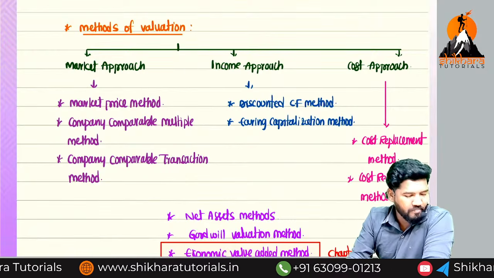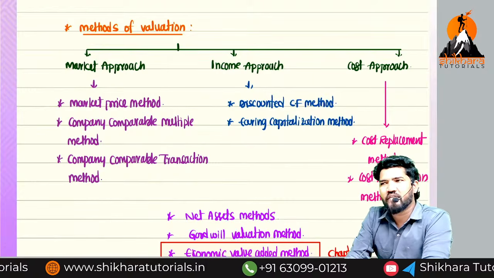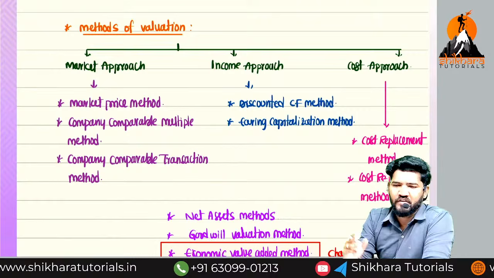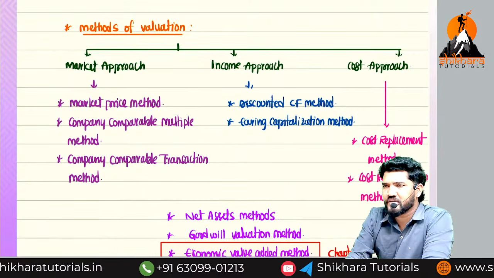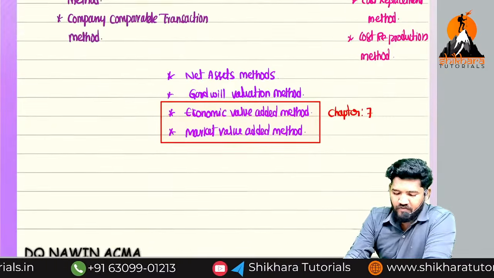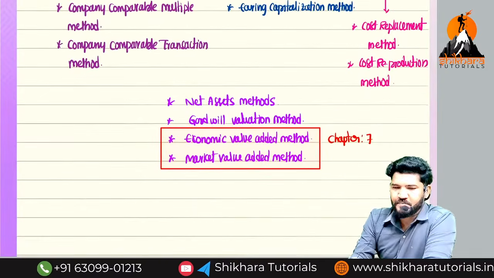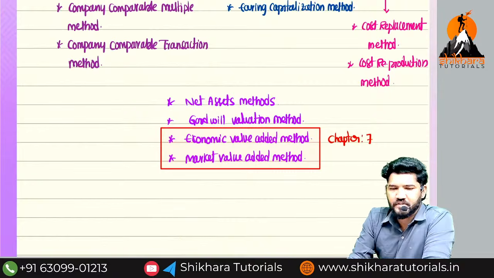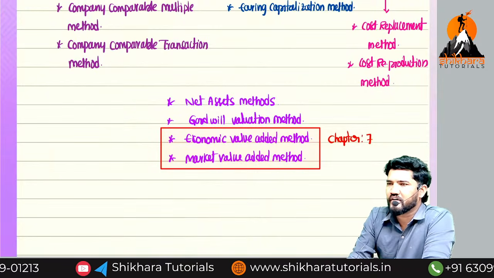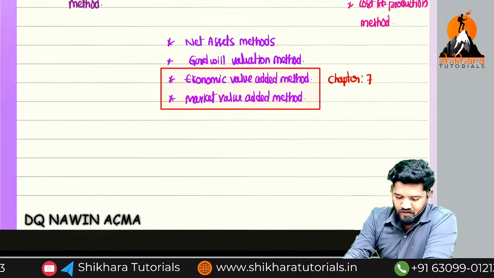Next, based on income approach, again we have two methods: discounted cash flow method, earning capitalization method. When it comes to the cost approach, cost replacement method and cost reproduction method. Apart from those approaches, some specific methods are there: net assets method, goodwill valuation, economic value added and market value added. Okay, then fine.